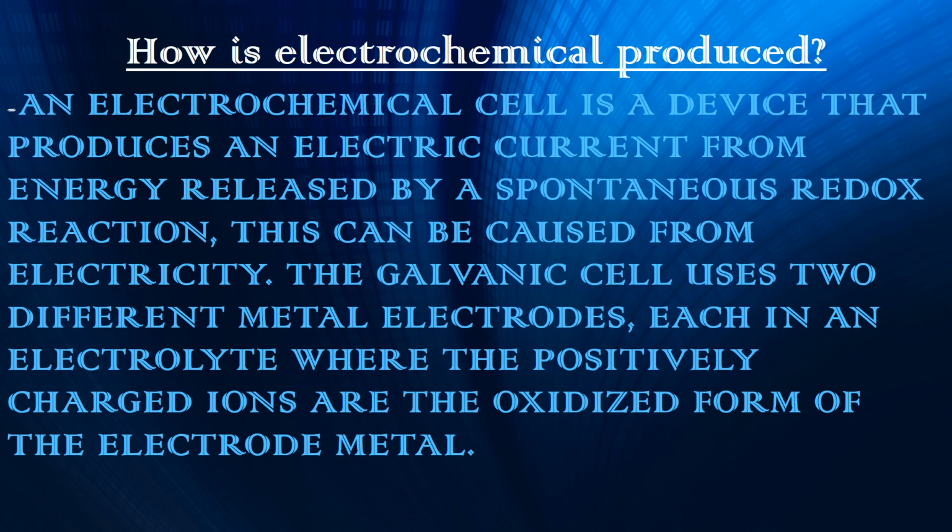The seventh question is, how is electrochemical energy produced? An electrochemical cell is a device that produces an electric current from energy released by a spontaneous redox reaction. This can be caused from electricity. The galvanic cell uses two different metal electrodes, each in an electrolyte where the positively charged ions are the oxidized form of the electrode metal.